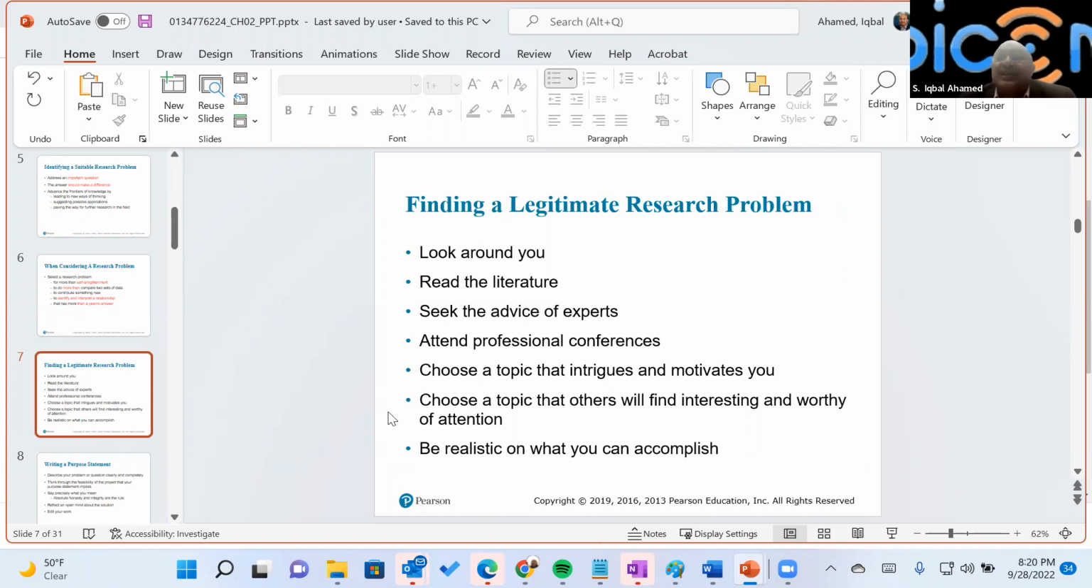Choose a topic that intrigues and motivates you. For your research, you should choose something in which you really have interest, something that motivates you. For example, Jane, you are kind of the focal point, because I really liked yours. You said you work in an area, right? You see, some topic really intrigues or motivates you. That's the best way.